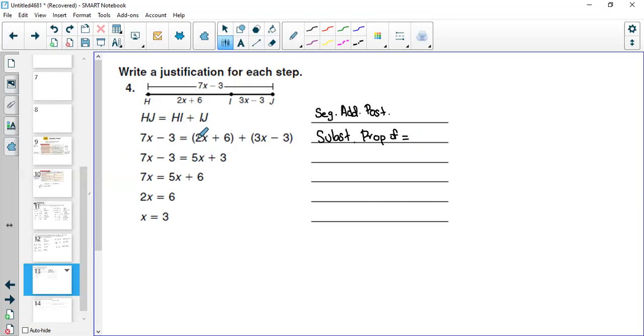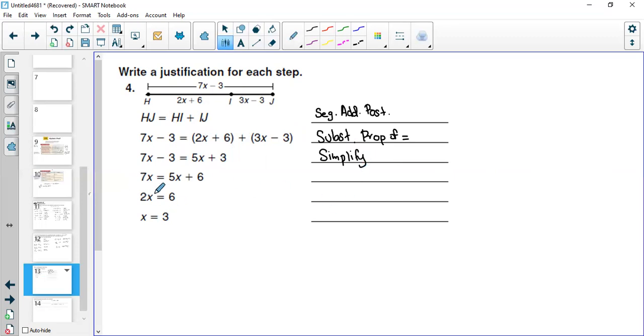See here very carefully. This 7x minus 3 remains the same, but 2x and 3x became 5x. 6 and 3 became 3. How did that happen? What did they do? They have solved it. 2x plus 3x is 5x. 6 minus 3 is 3. So they have solved it, which is called simplify.